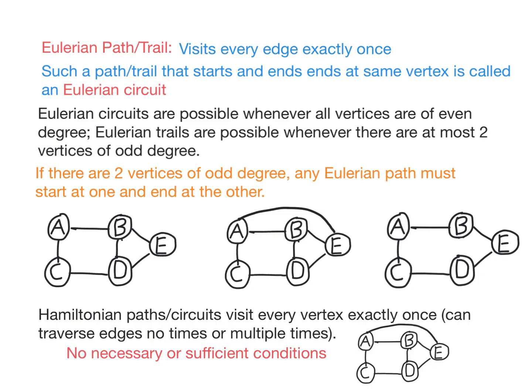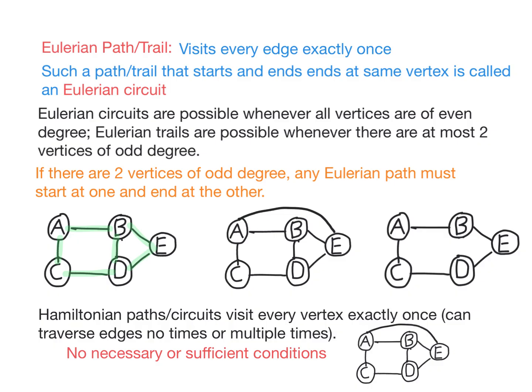So let's draw the path. Let's just start at B. We'll go here, here, here, here, here. You can see I started at B and ended up in D. Now, Eulerian paths are not unique. I could have started at D. There are other paths, but that is one such Eulerian path.